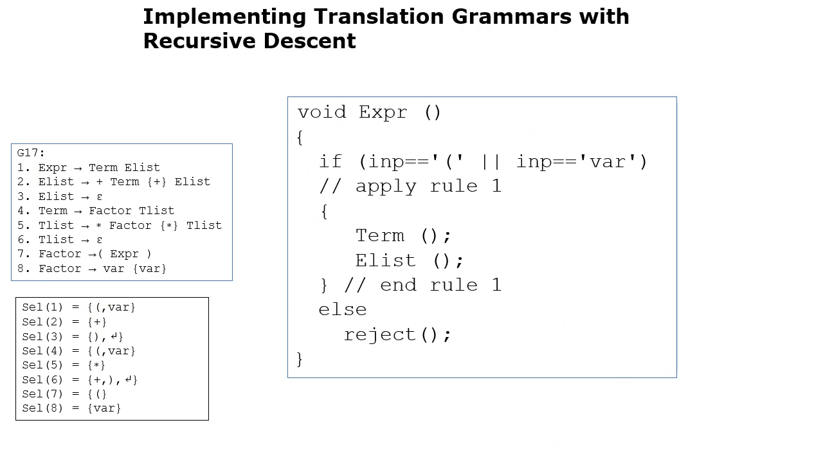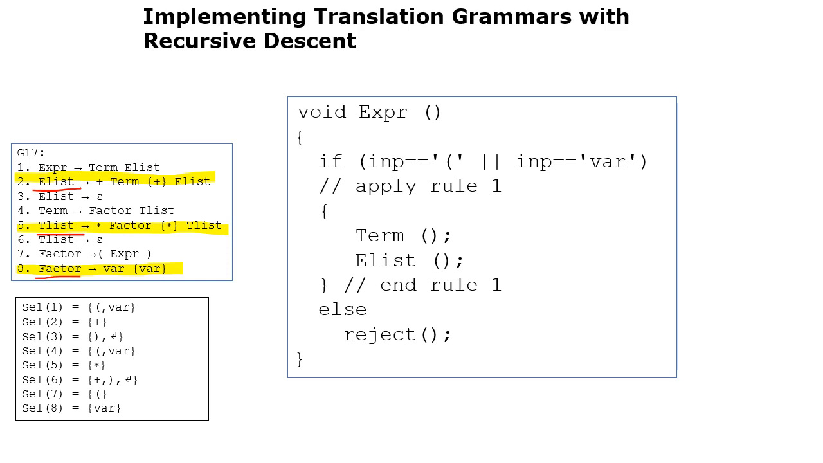Now, how do we write the methods for the recursive descent parser for our translation grammar? It is also exactly the same steps that we take when we write the methods for a recursive descent parser for LL1 grammar, with just a few modifications. So we need to look at rules that have action symbols. In grammar 17, again, the rules are rule 2, rule 5, and rule 8. These 3 rules are derived from 3 non-terminals: non-terminal elist, non-terminal tlist, and non-terminal factor. So these are the 3 methods that we are interested in.